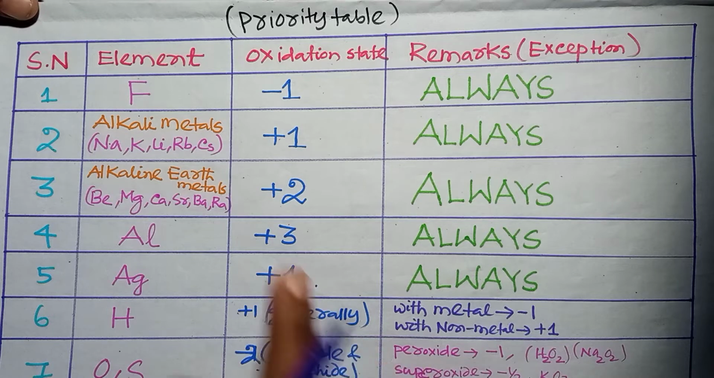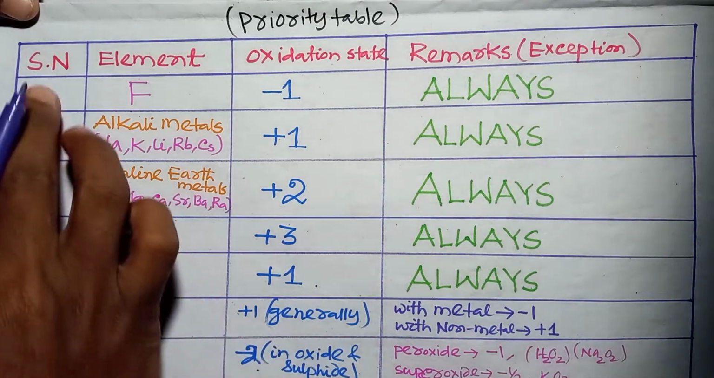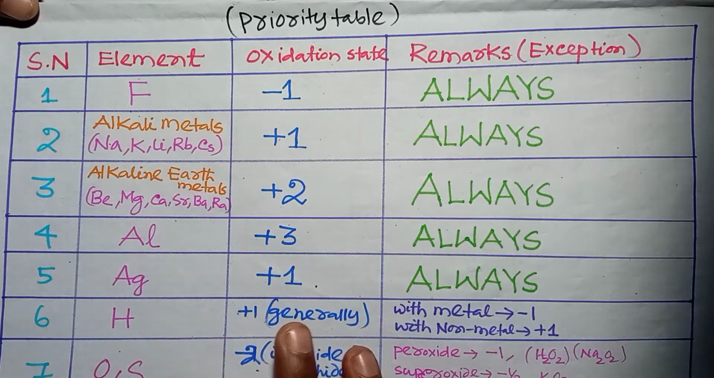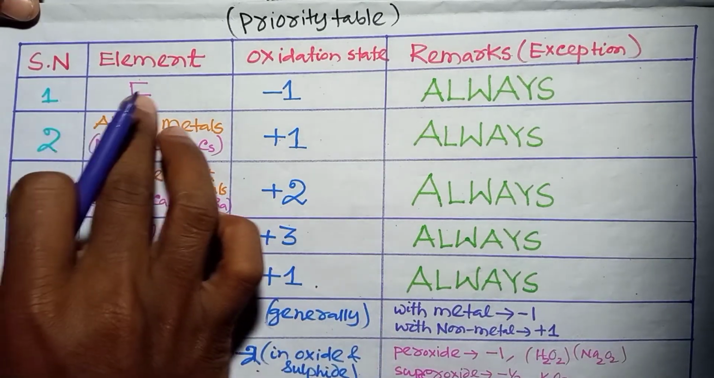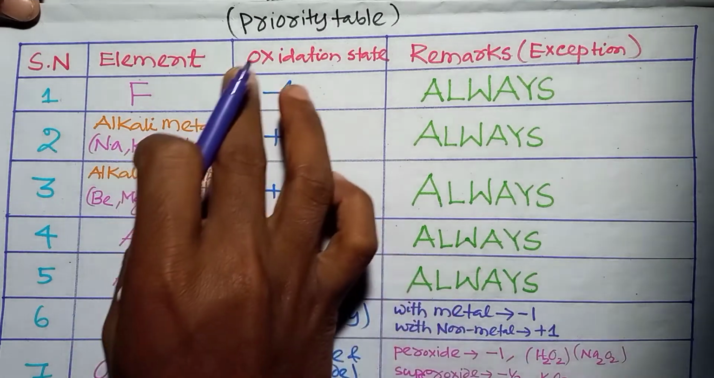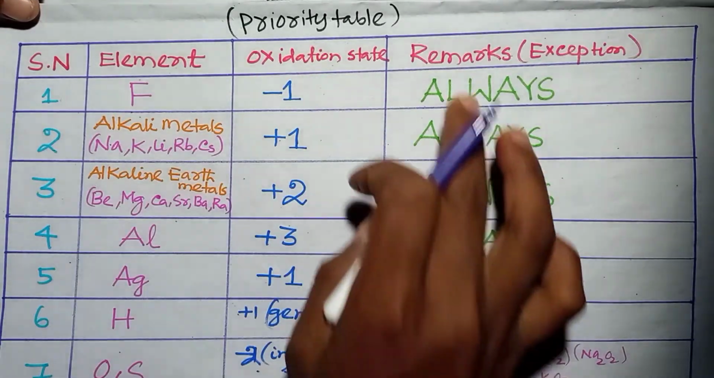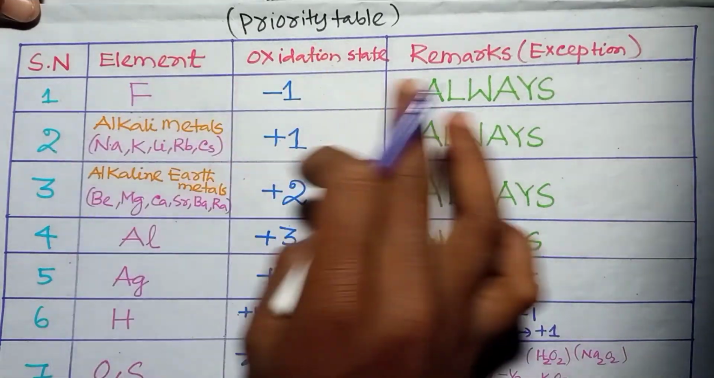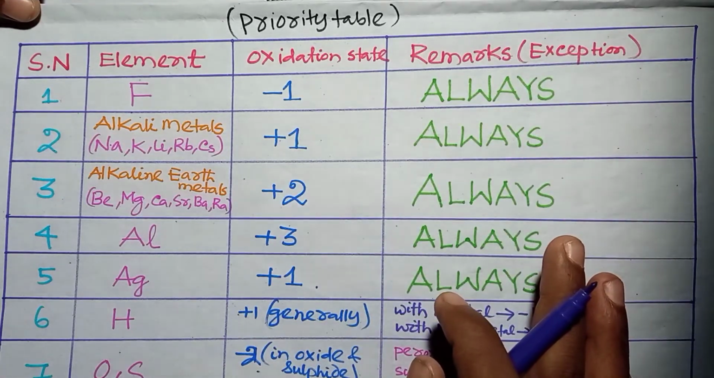These are the serial numbers, 1 2 3 4 5 6 7 and 8, and these are the elements. Serial number 1 contains the element fluorine, and the oxidation state of fluorine is -1. The remark says that the oxidation state of fluorine is always -1. It has no exception.